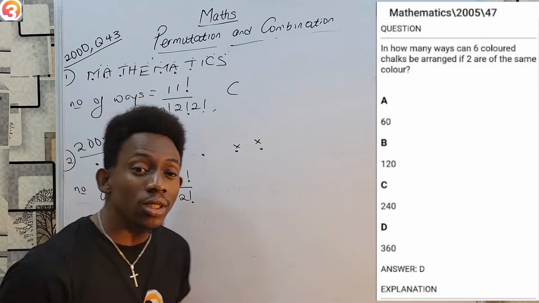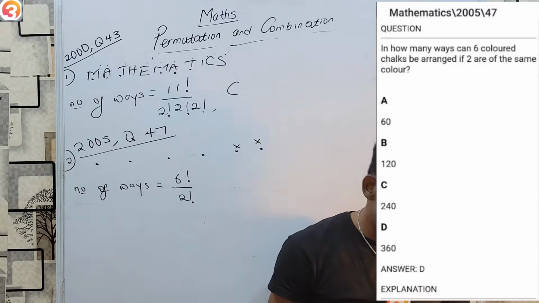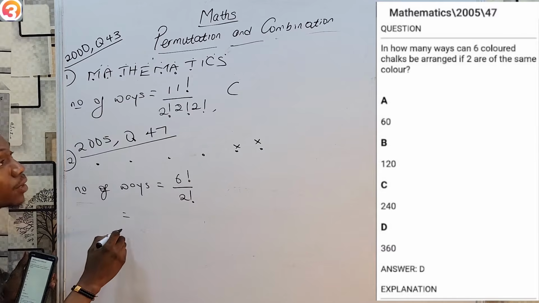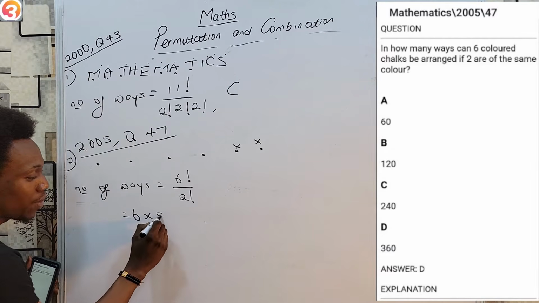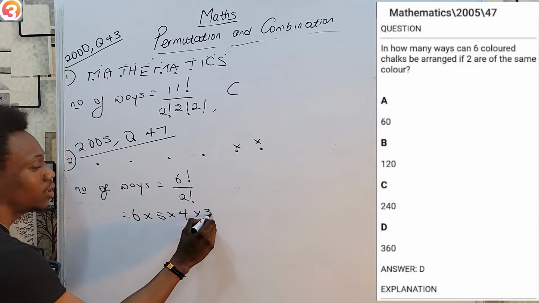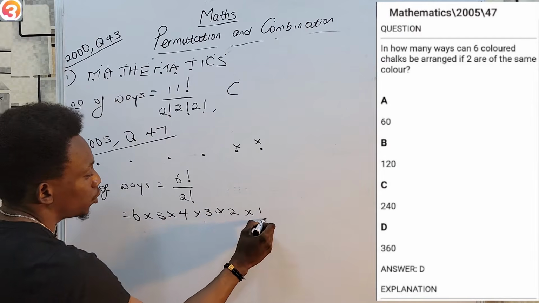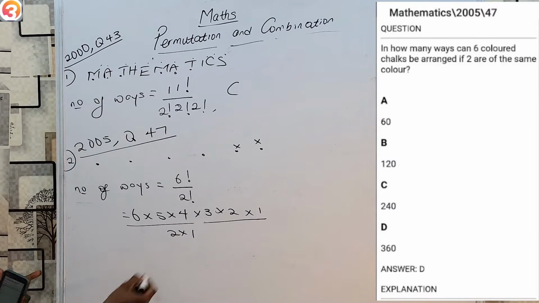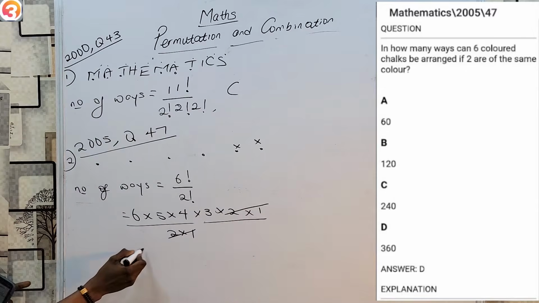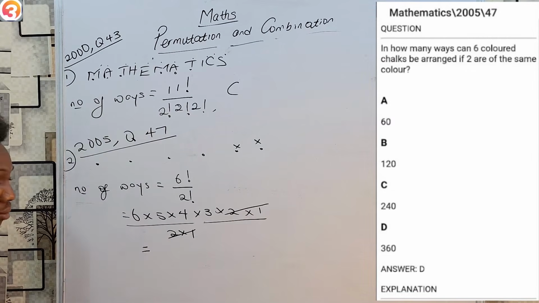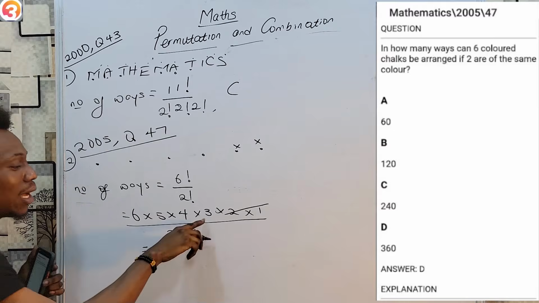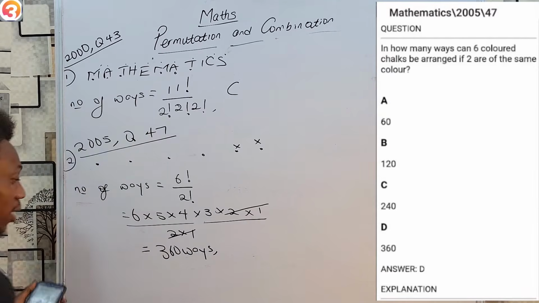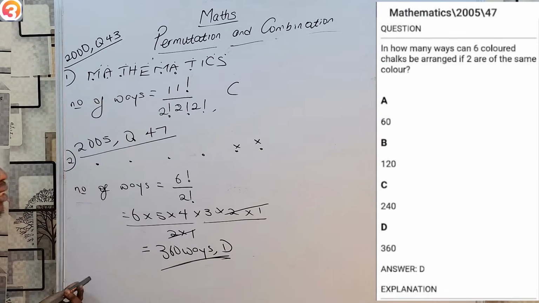But if you notice, in these particular options, my answers are actual numbers, which means I can't just stop here. I have to expand my factorial. 6 factorial becomes 6 times 5 times 4 times 3 times 2 times 1, all over 2 factorial, which is 2 times 1. So this 2 times 1 takes care of this 2 times 1. Now I'm left with 6 times 5, 30. 30 times 4, 120. And times 3, 360 ways. And that is option D.